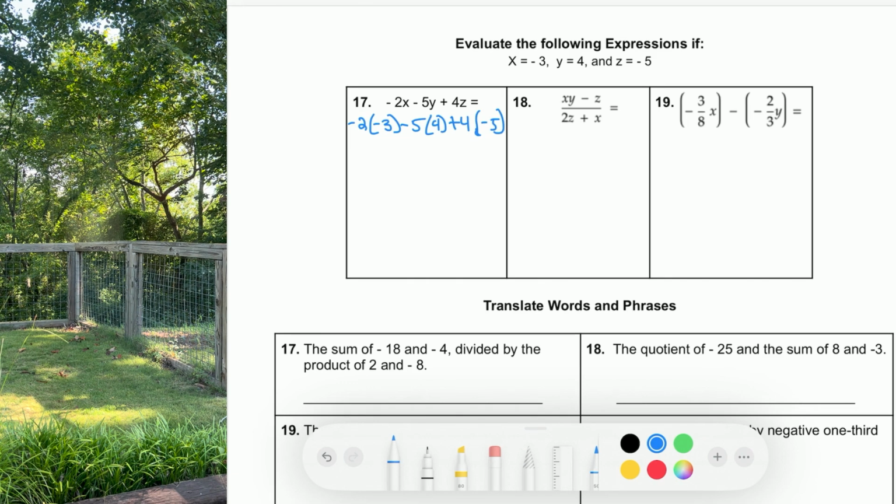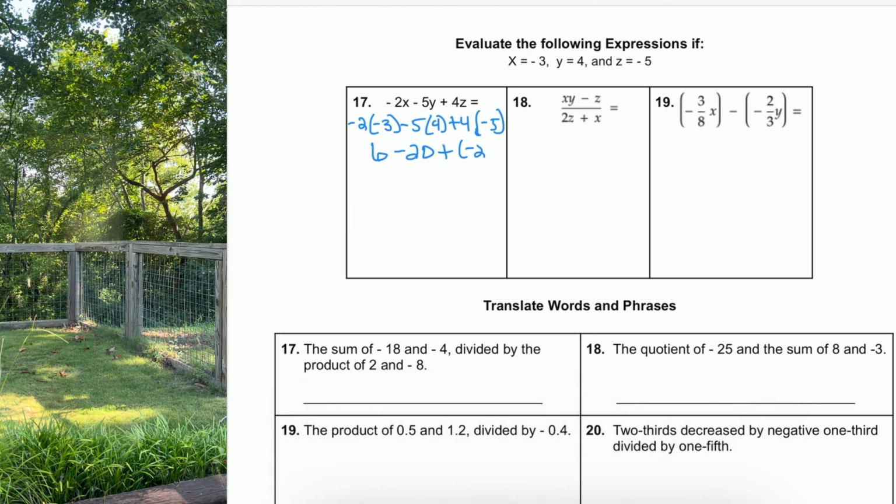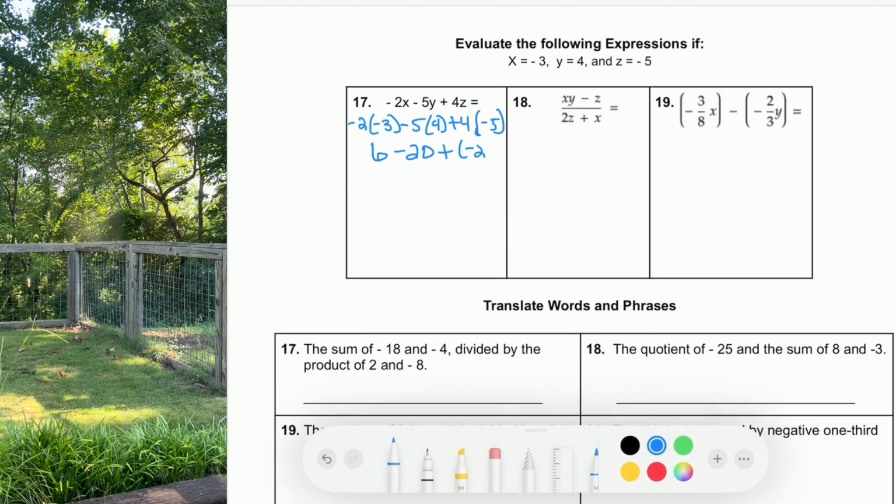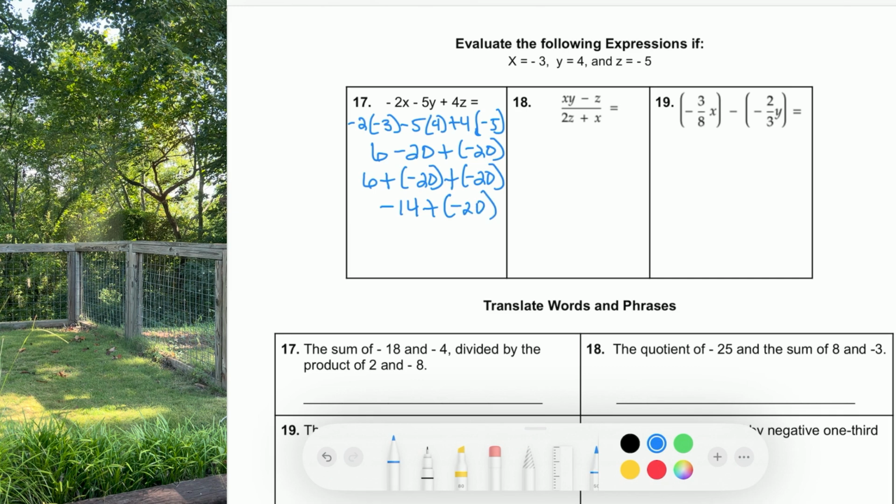-2 times -3 is a +6. 5 times 4 is 20. And then 4 times -5 is a -20. All right, I'm going to keep it, change here. 6 plus -20 plus -20. So 6 plus -20 is going to give me a -14, because we take the difference, keep the sign of the larger. -14 plus -20 gives us -34.